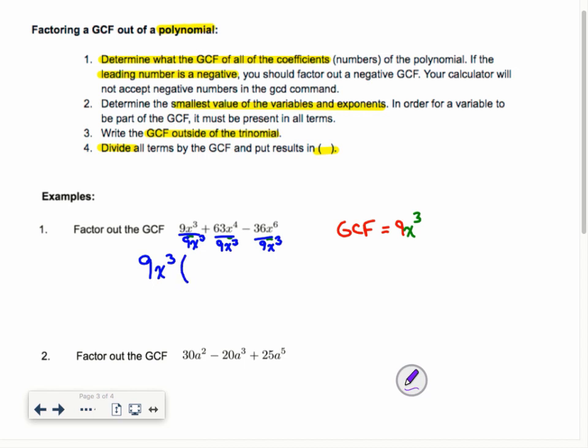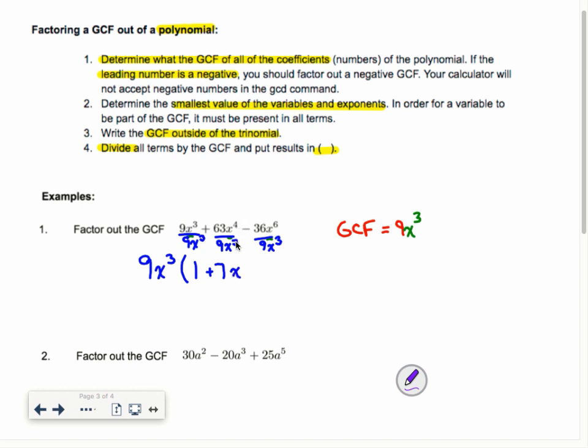So 9x cubed divided by 9x cubed. I'm looking at that first one. That is just a 1. So you have to put a 1. Then you're going to go positive 63x to the fourth divided by 9x cubed. Well, use your calculator. So 63 divided by 9 is 7. And then x to the fourth over x to the third. Remember your exponent rules. You have 4 x's, you have 3 x's, and 3 of them are going to cancel, leaving me with 1 x.